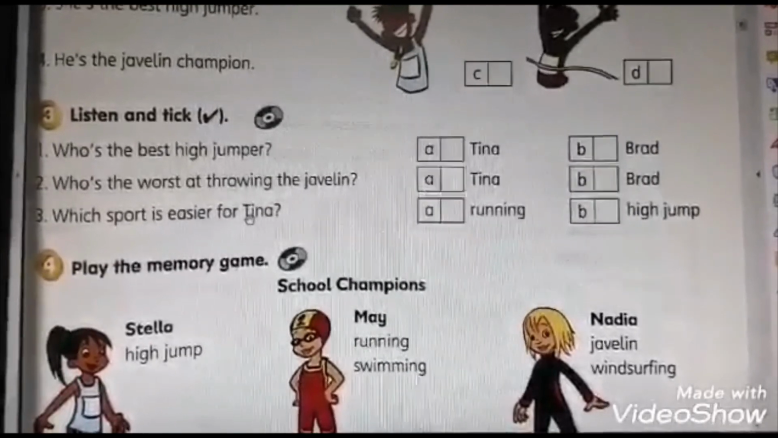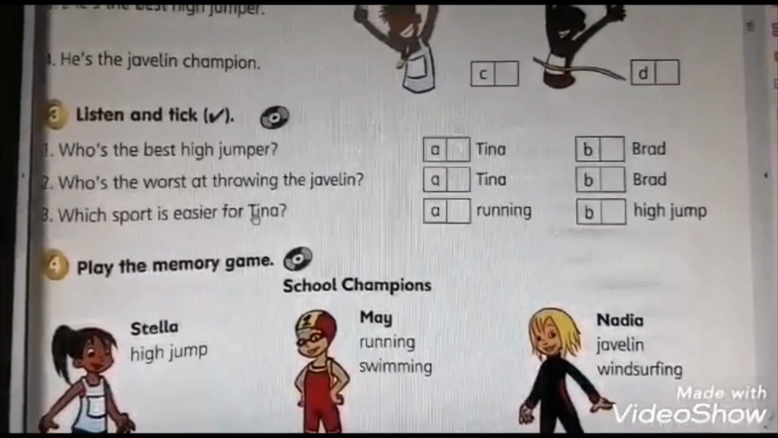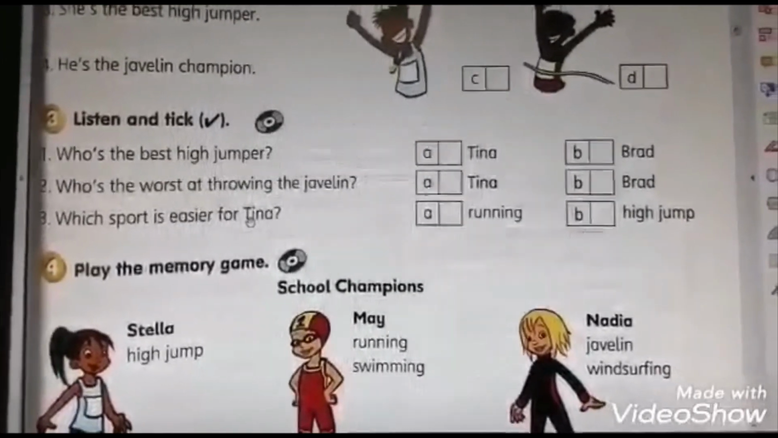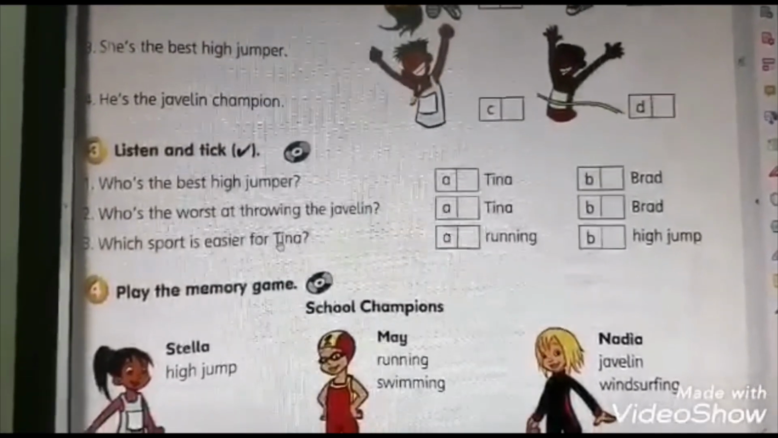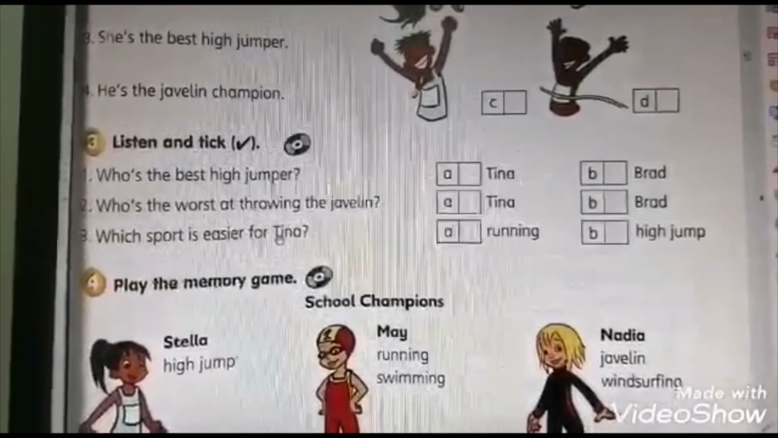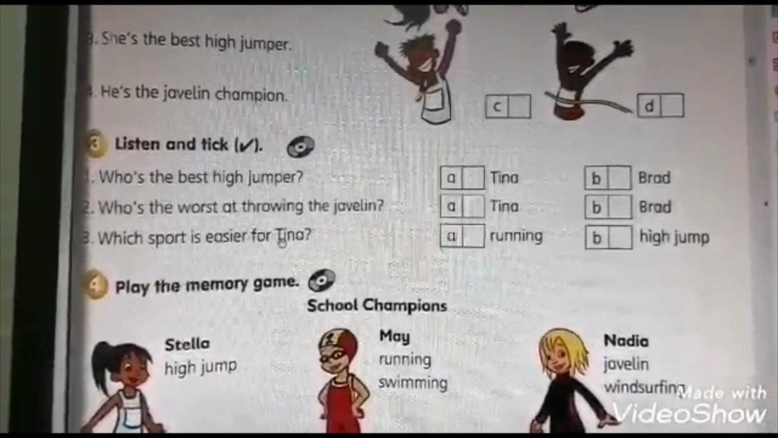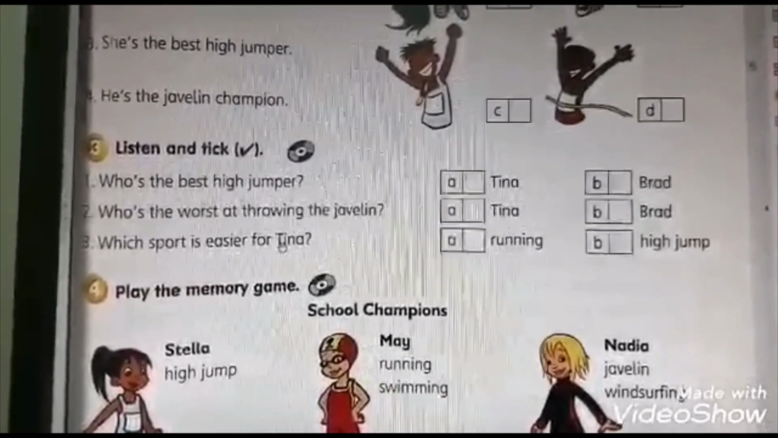2. Who's the worst at throwing the javelin? What other sports can you do, Brad? Well, I can throw the javelin. He's the javelin champion. I can't throw the javelin far.